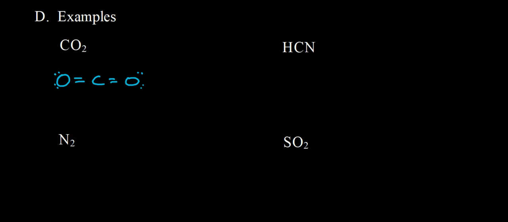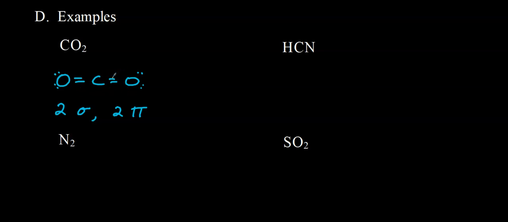In carbon dioxide, we have two double bonds. So how many sigma, how many pi? We have two sigma bonds and two pi bonds. One of these is a sigma, one's a pi. One of these is a sigma, one is a pi.